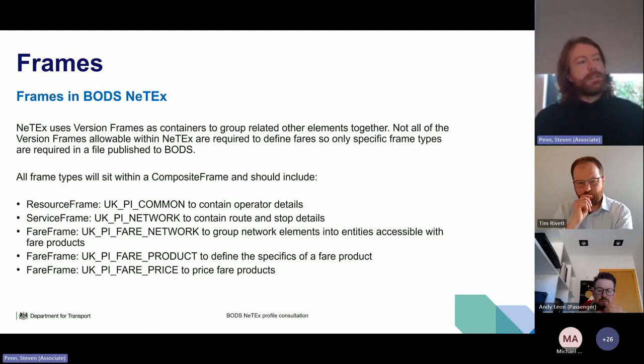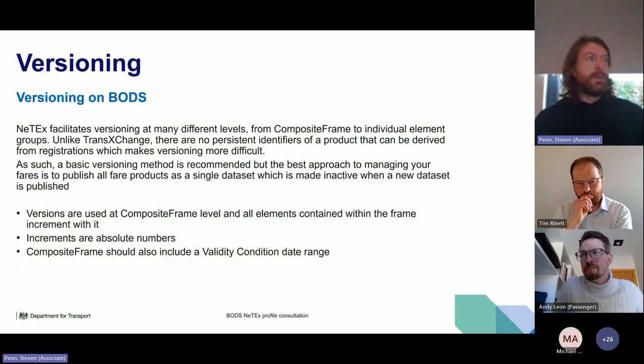So what we're expecting to see in every single file is the five frame types nested within a composite frame. That would cover a single product, but it would also look the same if you were doing multiple products. You would just have multiple entries in those five frames. So that covers all of the file structure scenarios.